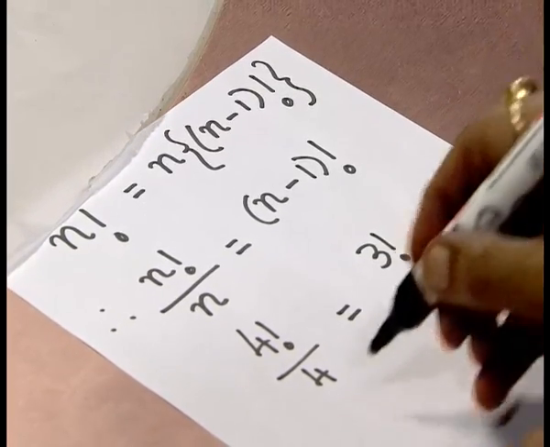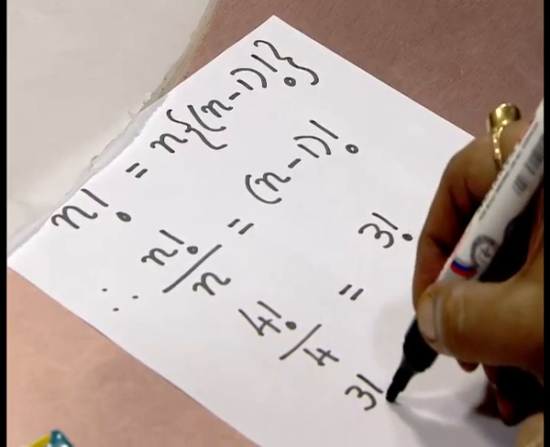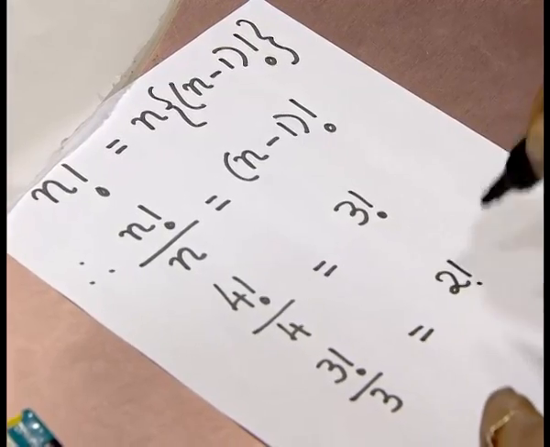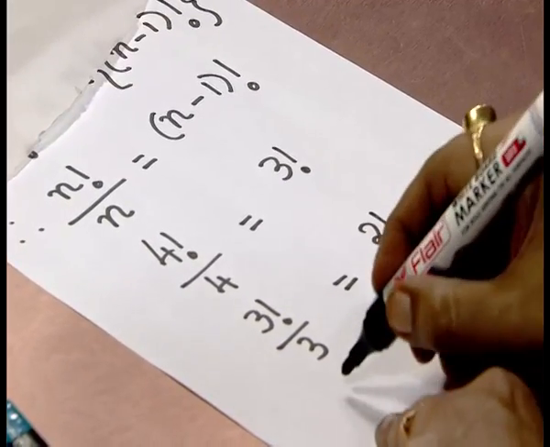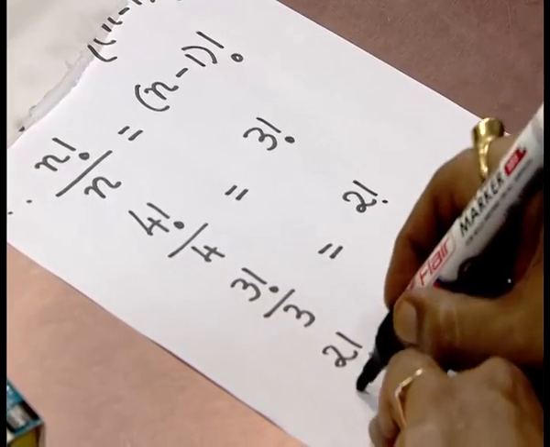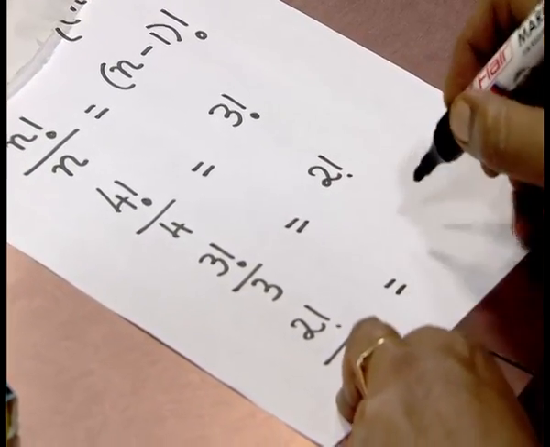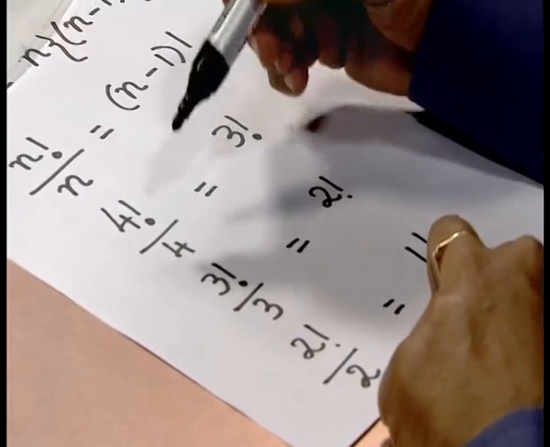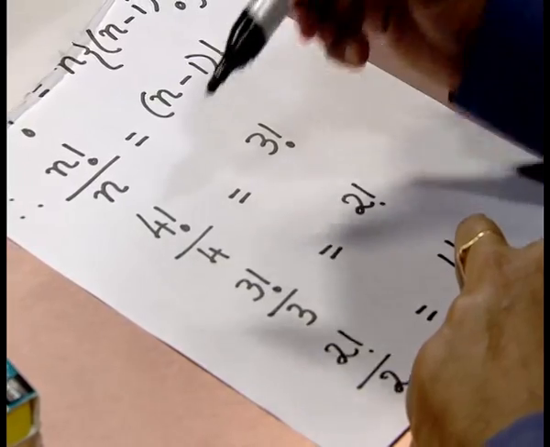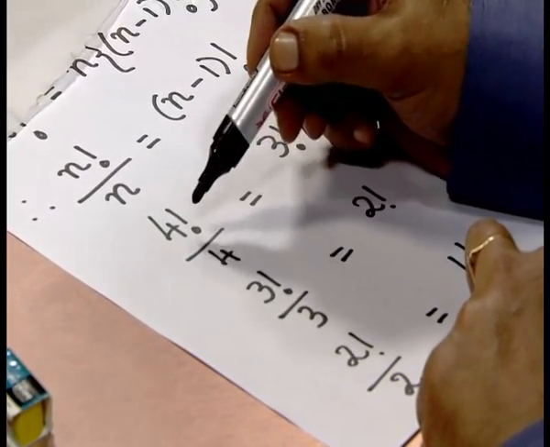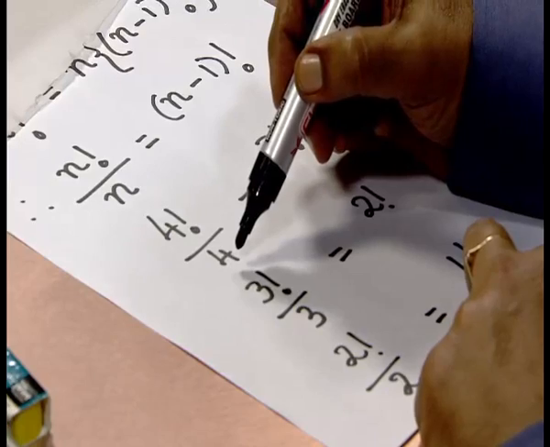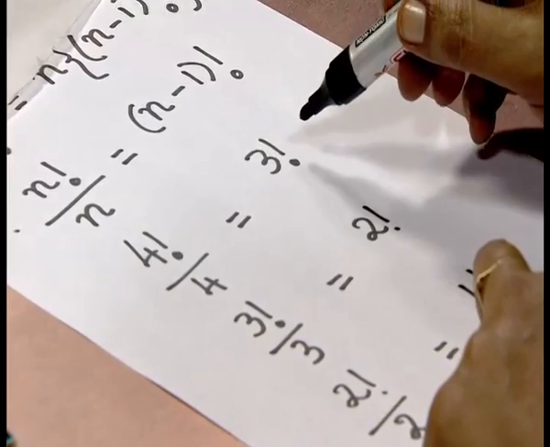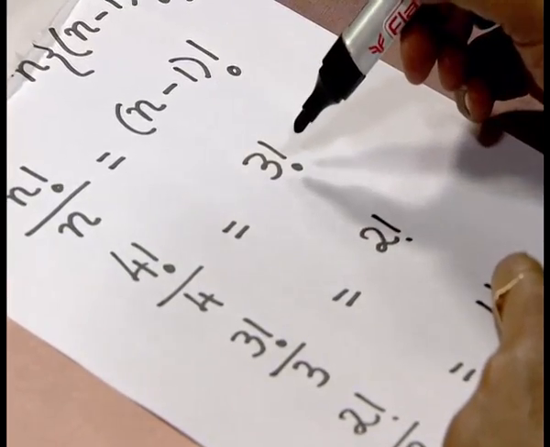So, you proceed: factorial 3 divided by 3 is equal to factorial 2, and then factorial 2 divided by 2 is equal to factorial 1. Have you observed what I am doing every time? I am dividing factorial n by n. It was factorial 4, I divided by 4 and the result is just n minus 1 factorial. Here it is 4, so it is 3 factorial.